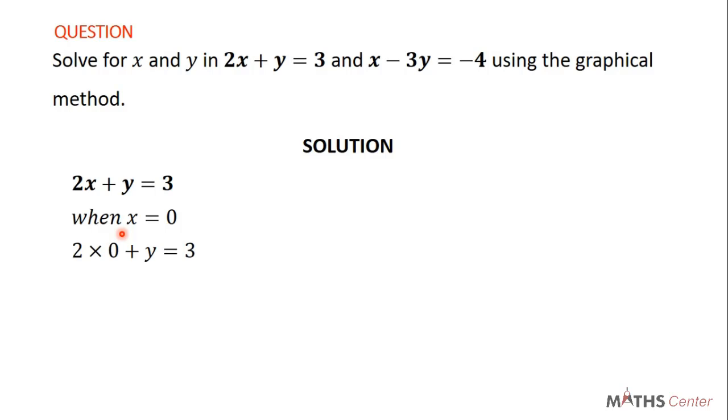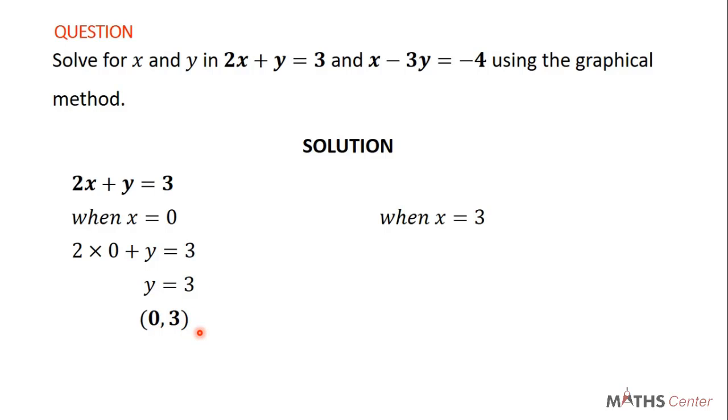So when x is equal to 0, I'll multiply 2 by 0. X is here, so I'll replace it with 0, plus y is equal to 3. So y is equal to 3. So you see, because I picked 0, x has been eliminated easily and I can find my y. So the coordinate is x, which is 0, and y, which is 3. So 0, 3.